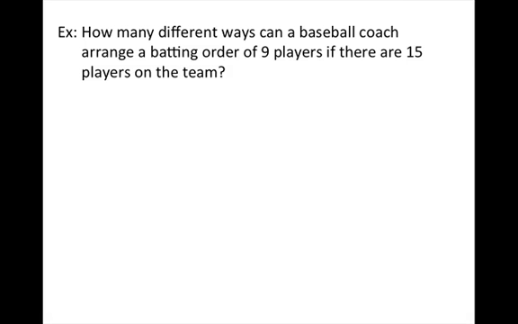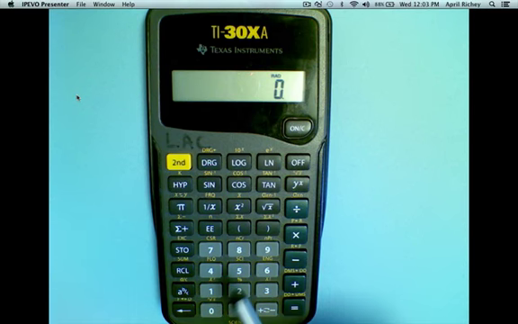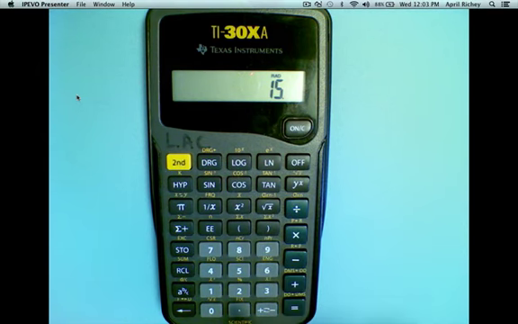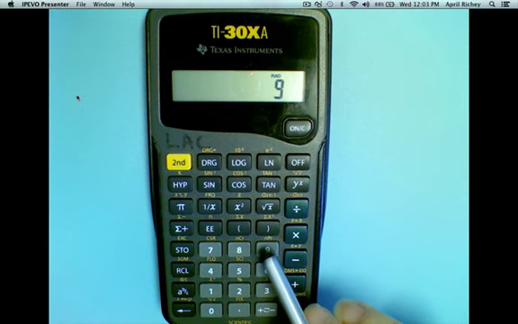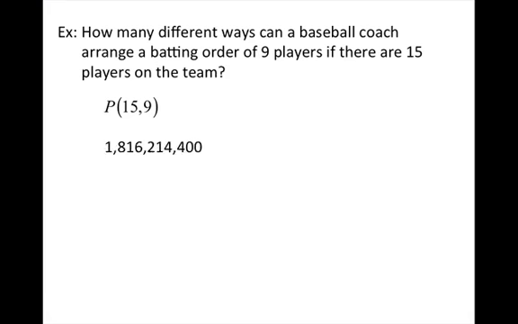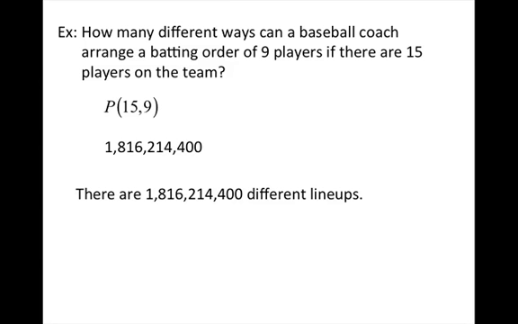Since order matters, this is a permutation. I have 15 total players to choose from, and I'm selecting 9 to go in the lineup. So it's a permutation of 15, choose 9. On the calculator, I'm going to type a 15, hit second, my 9 for permutation, and then press 9 again because I'm selecting the 9 players, and hit equals. So I end up with 1,816,214,400 different lineups.